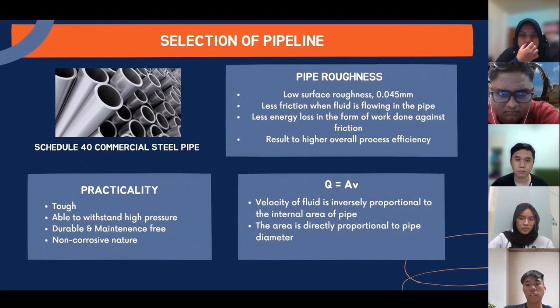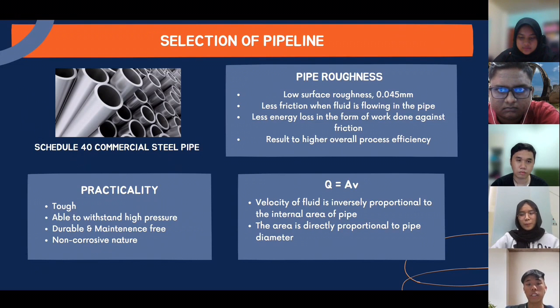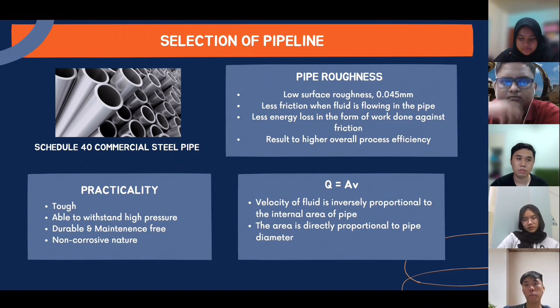AV, the velocity of fluid flow is inversely proportional to the area of the pipe. When the diameter of the pipe decreases, the velocity of the fluid increases while the pressure in the pipe decreases. This will save a lot of time taken for the fluid to flow from one point to another.